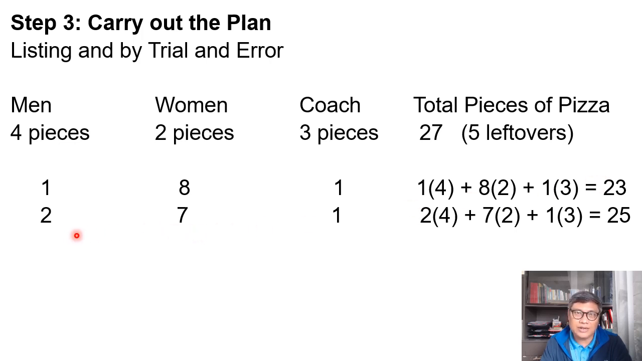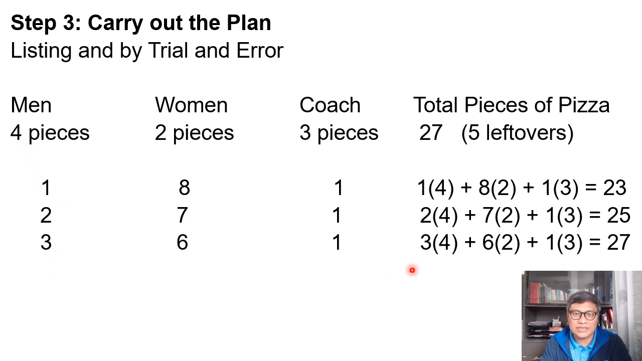We can have 3 men athletes and 6 women athletes. If we continue that, 3 men who can consume 4 pieces, that's 3 times 4, and 6 women who can consume 2 pieces, that's 6 times 2, and of course the coach, there's only one coach who can consume 3 pieces. If we multiply and add, this gives us already a total of 27. And because there are 5 left over, 27 plus 5 is 32, which is the total number of slices of the pizzas. And therefore, we were able to identify our solution.